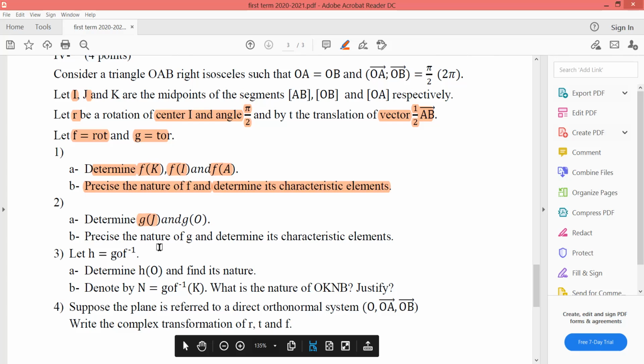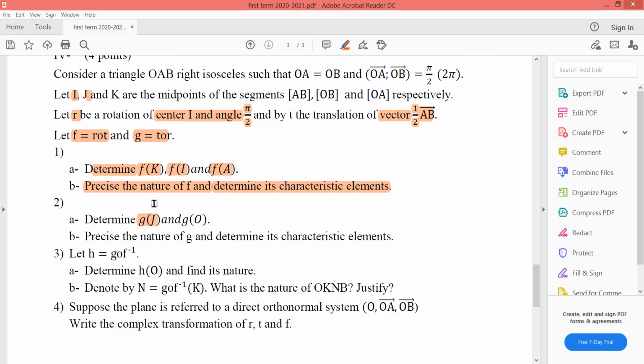Now, precise the nature of G and determine its characteristic elements. Since G is a composite of a rotation and a translation, then G is a rotation. The composite of a rotation and a translation is a rotation. Determine its elements. The angle is pi over 2. Since the angle of R is pi over 2, then the angle of G is pi over 2.